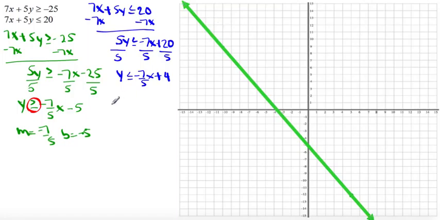Okay, and now back to the blue line. My slope here is negative 7/5. My y-intercept is 4, so I start my graph at 4 on the y-axis, and my slope tells me to go down 7 to the right 5. Okay, and then I have to extend my line further, so I'll go up 7 to the left 5.